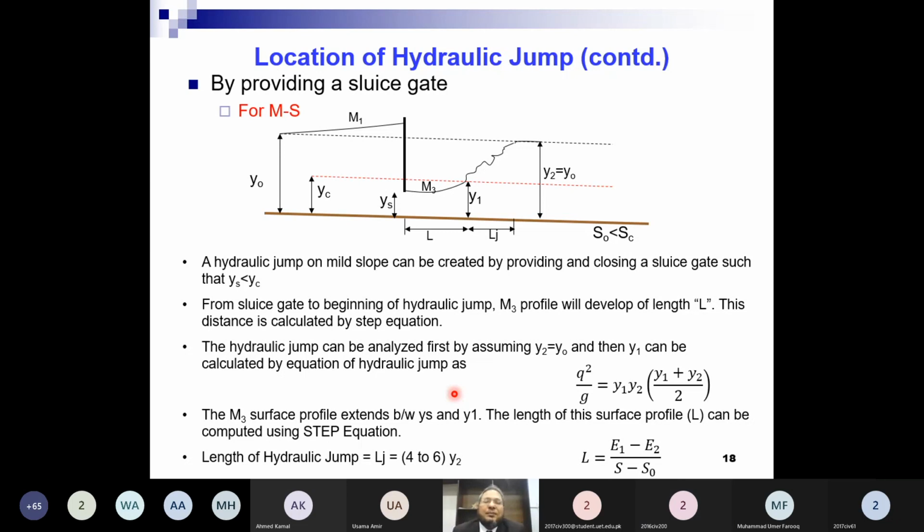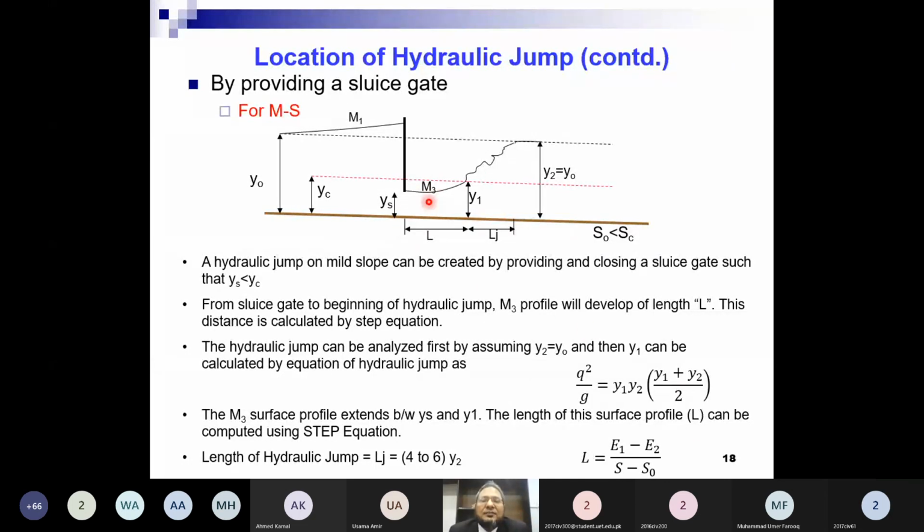Now we know the step equation. This is the step equation. So this should be E2 and this should be E1, over S minus S naught. S naught is given. Now compute capital L. 22.9 feet. Very good.